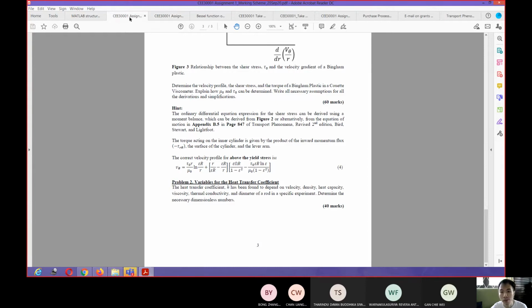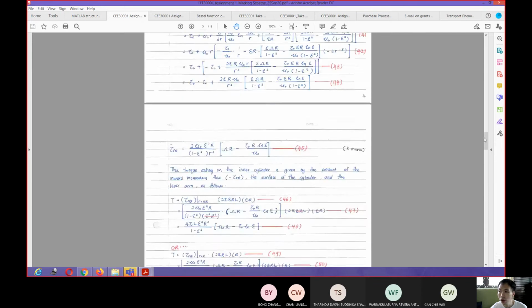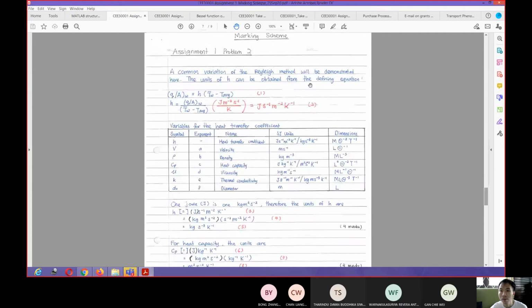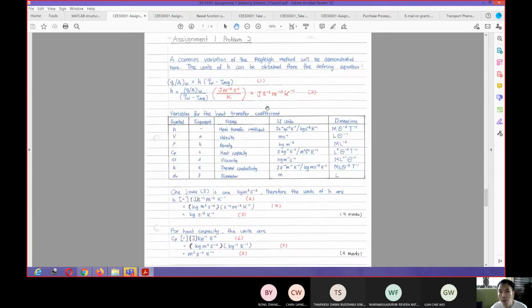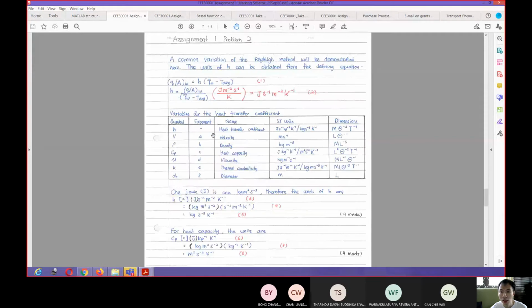Solve this particular problem then. Okay, so first you need to make a table of all the physical properties that are involved here. Okay, so you make it in here. There is a heat transfer coefficient, velocity, density, heat capacity, viscosity, thermal conductivity, and the diameter.